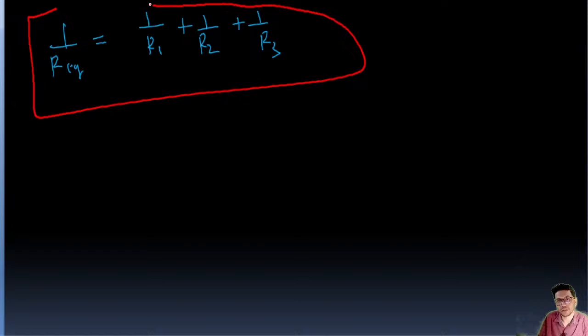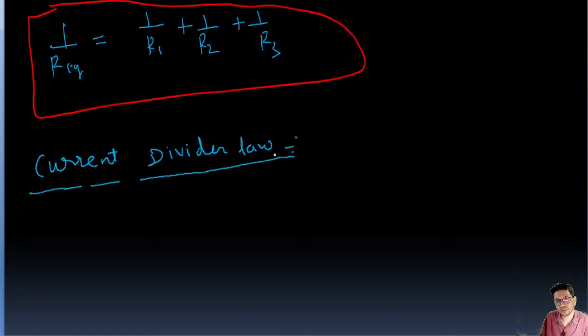So this is the R equivalent for parallel combination. Okay, now the current divider rule, guys. Next is the current divider law, a very important law, guys. When we solve circuit related questions, we will use this divider law. Okay, current divider law, I'm going to explain it.